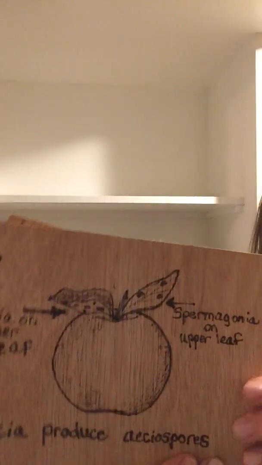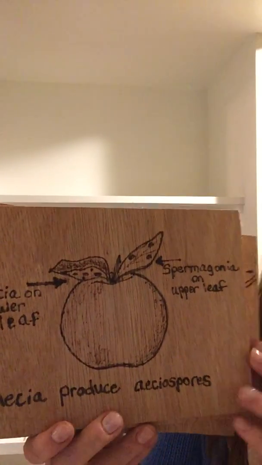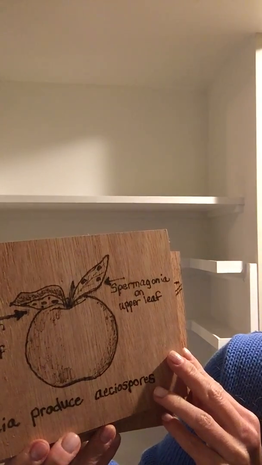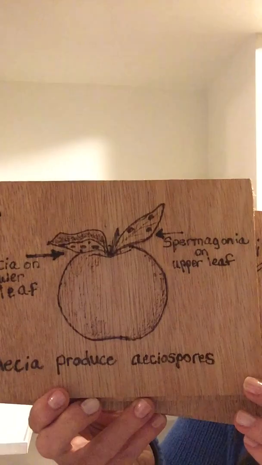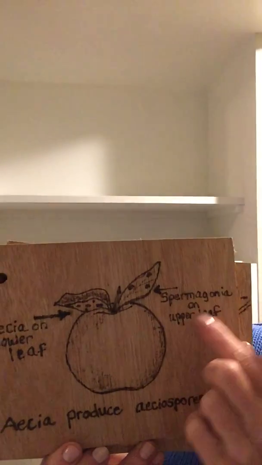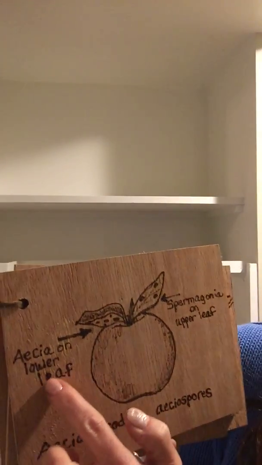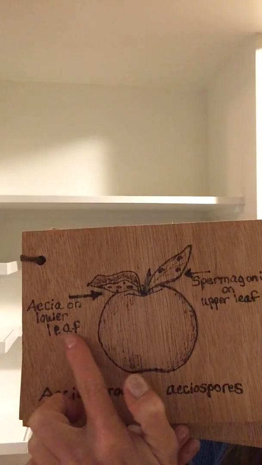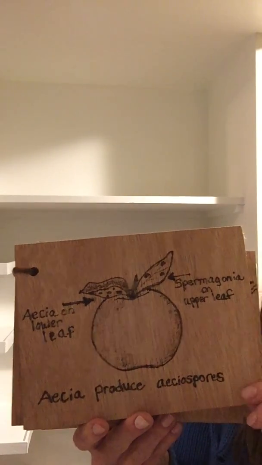So on the leaf of the apple, on the upper and lower leaf, you have aecia, and they produce aeciospores. You also have, on the upper leaf, spermagonia, and then on the lower leaf you have the aecia that produce the aeciospores. The aeciospores are carried also by the wind.